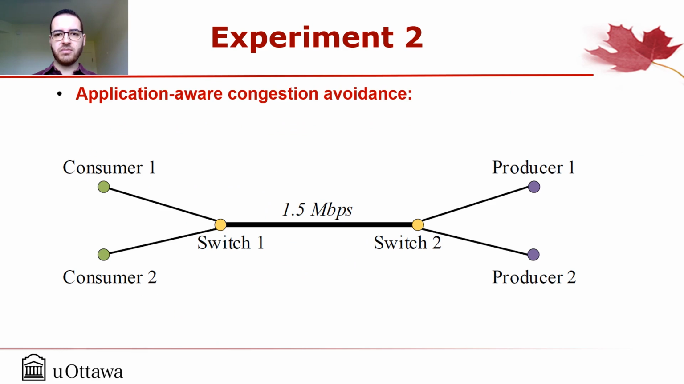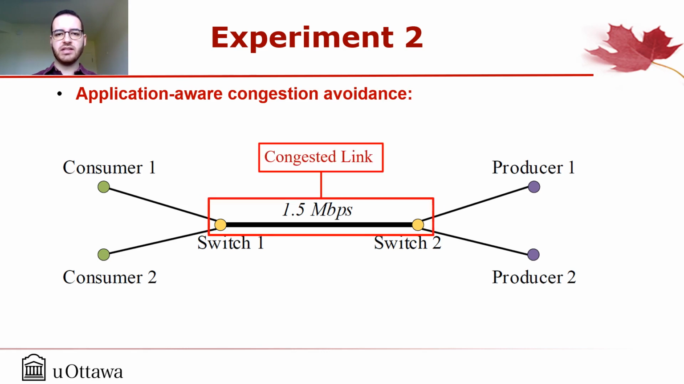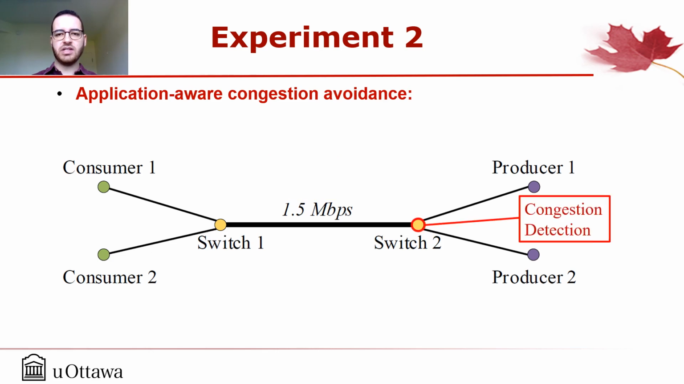The second experiment we ran is an application-aware congestion avoidance scenario. In this experiment, we have a topology that has two consumers and two producers running several applications, with a link in the middle that can be congested. In switch 2, we put a P4 function that can detect congestion on the link, and in this case, it will send a new packet directly to the application running on producer 1 to notify it to decrease its bitrate.